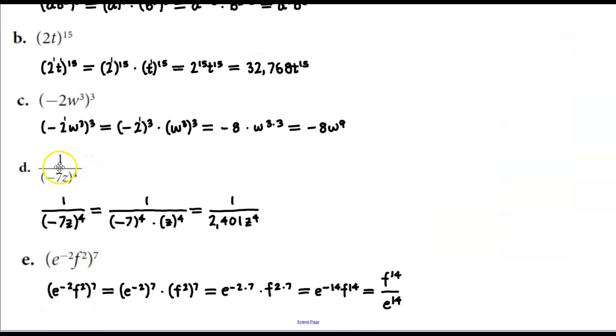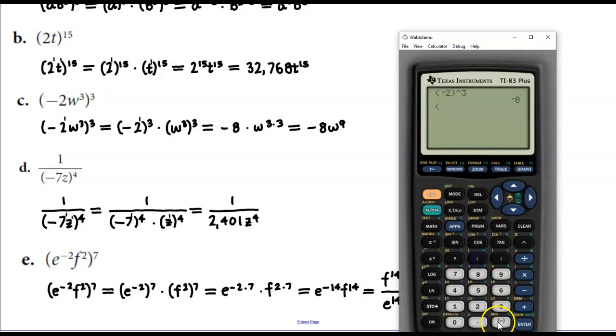Next, we have 1 over the base of negative 7z to the 4th power. If we take a look at the base, negative 7 has an exponent of 1, and z also has an exponent of 1. So it's going to equal 1 over negative 7 to the 4th power times z to the 4th power. Let's put negative 7 to the 4th power in our calculator. That gives us 2,401. And then we have z to the power of 4. So it's going to be 1 over 2,401 z to the 4th power.